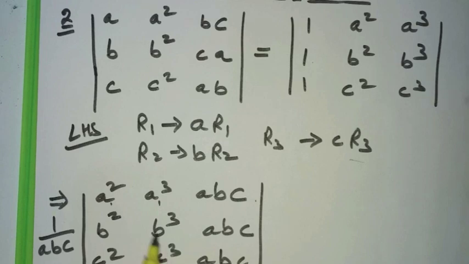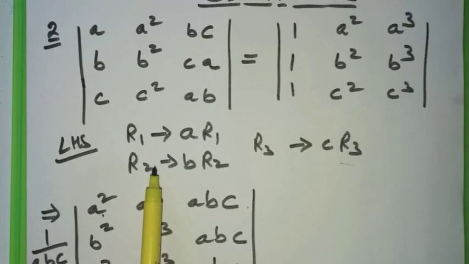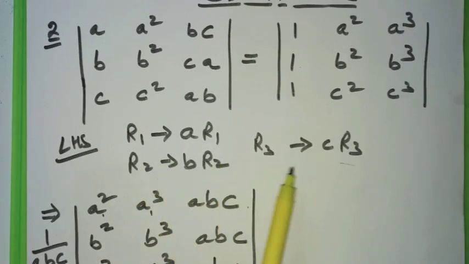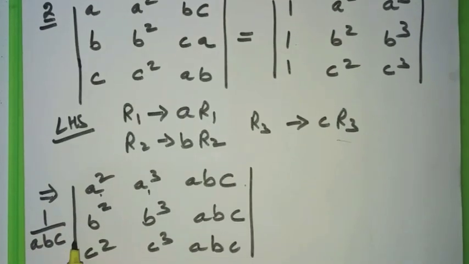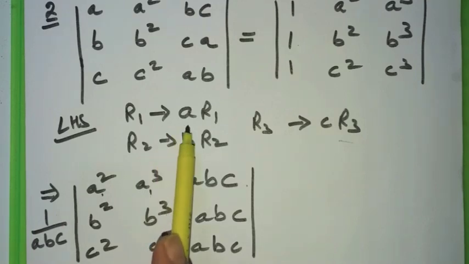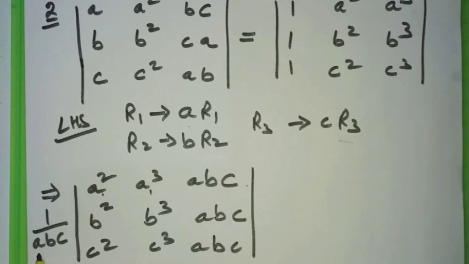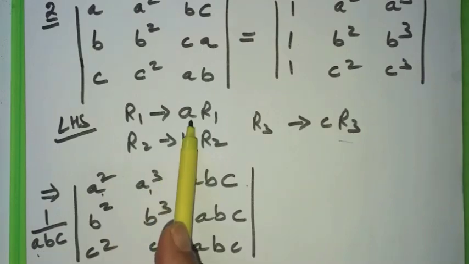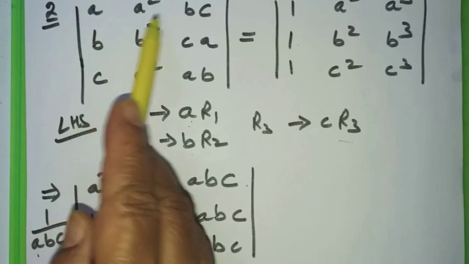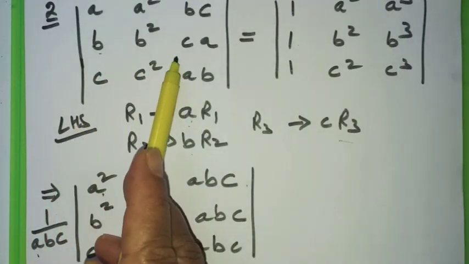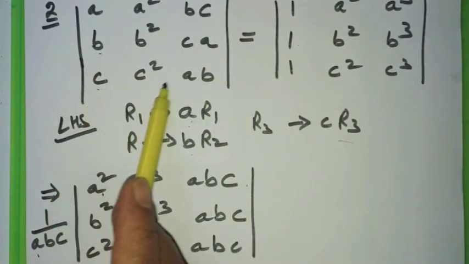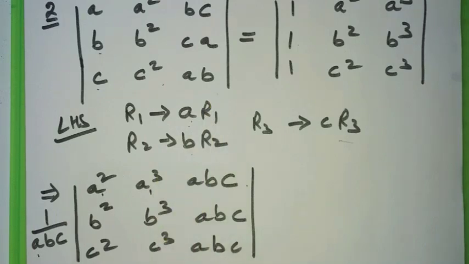How? Since I am multiplying the first row by a, second by b, third by c, I have to divide outside by abc. You must be knowing, if you are multiplying any row of a determinant by some number, you divide the whole determinant outside by that number. This is by the property of determinants, and hence I am dividing outside by a, b and c, and inside the first row becomes a square, a cube, abc; b square, b cube, abc; and c square, c cube, abc. So I got this determinant.